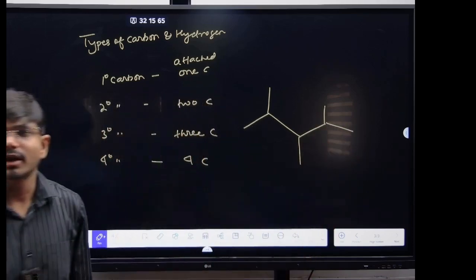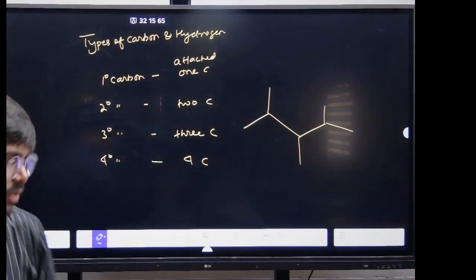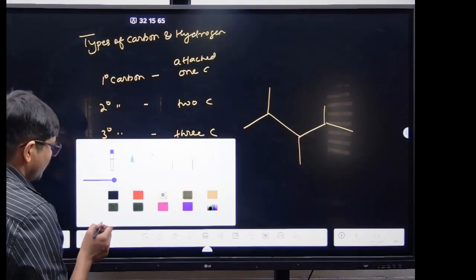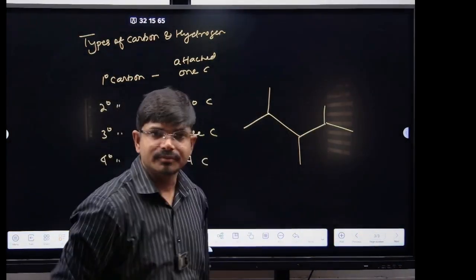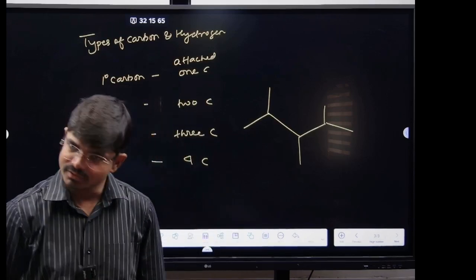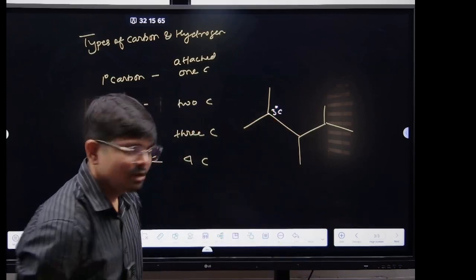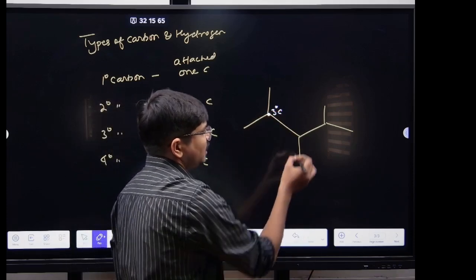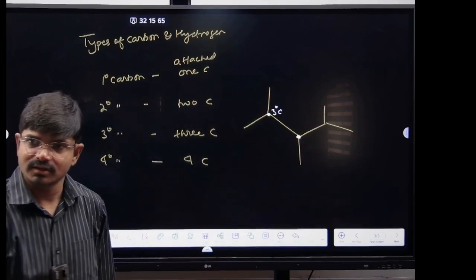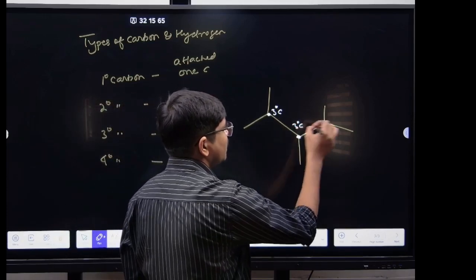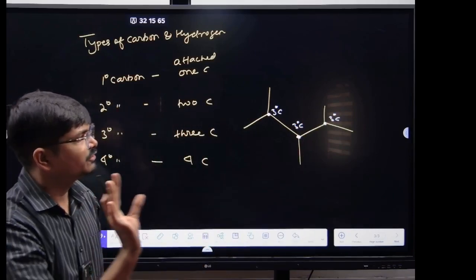how many 1 degree carbons, how many 2 degree carbons or how many 3 degree carbons are there? So look here, if you look at this example, you will see that this carbon is connected with 3 carbons. So I can write here it is a 3 degree carbon, isn't it? This one is the 3 degree carbon. This is also a 3 degree carbon, because it is attached with 3 carbons. Again you will have a 3 degree carbon. So basically 3 3-degree carbons are there.